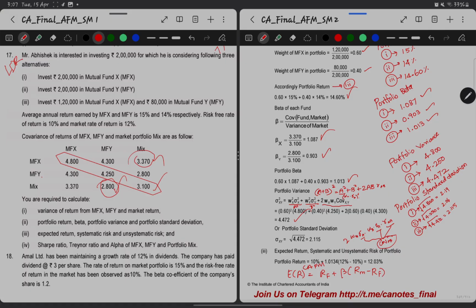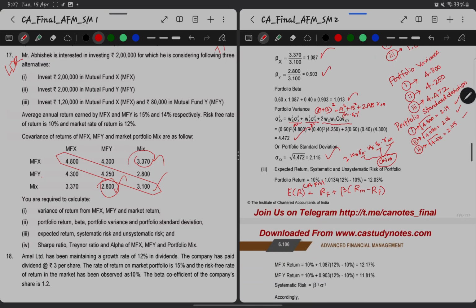So substituting the values, we will get the portfolio variance as 4.472, and the root of 4.472 will give us the standard deviation of the portfolio, and rooting the variance of X will give us the standard deviation in case of the first alternative, then the second, and then the third.